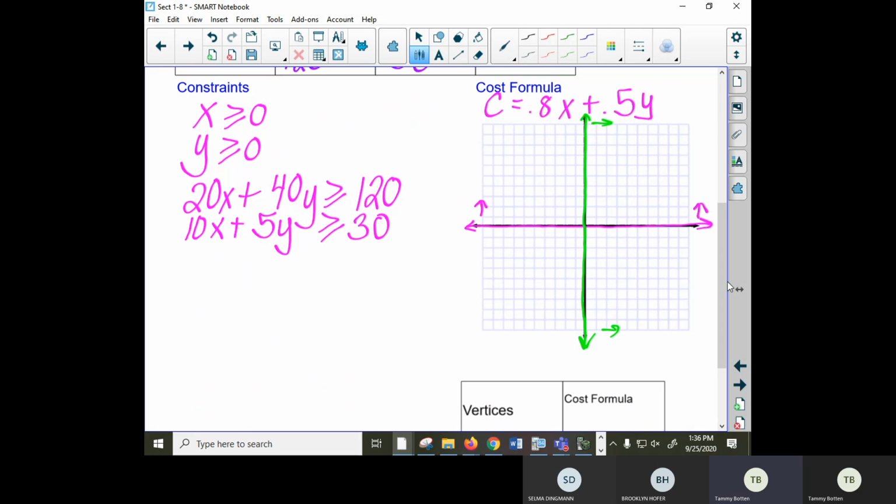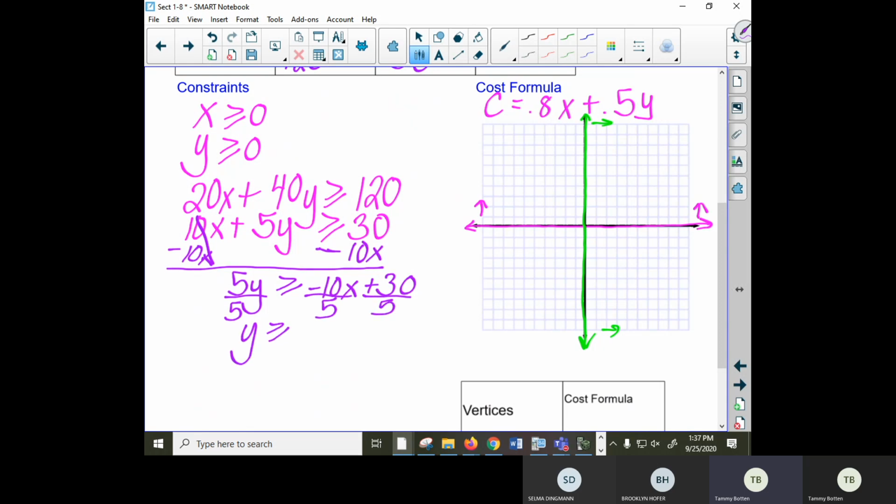Okay. Then I'm going to take this. Actually, let's do this one first because this one's listed here. Let's solve this last one for y. So we'd get 5y is greater than or equal to negative 10x plus 30. Okay, we're going to divide by 5. And y is greater than or equal to negative 10x divided by 5, which is negative 2x, and then 30 divided by 5 is 6. So let's go ahead and graph that. 1, 2, 3, 4, 5, 6. And we're going to go down 2 over 1.